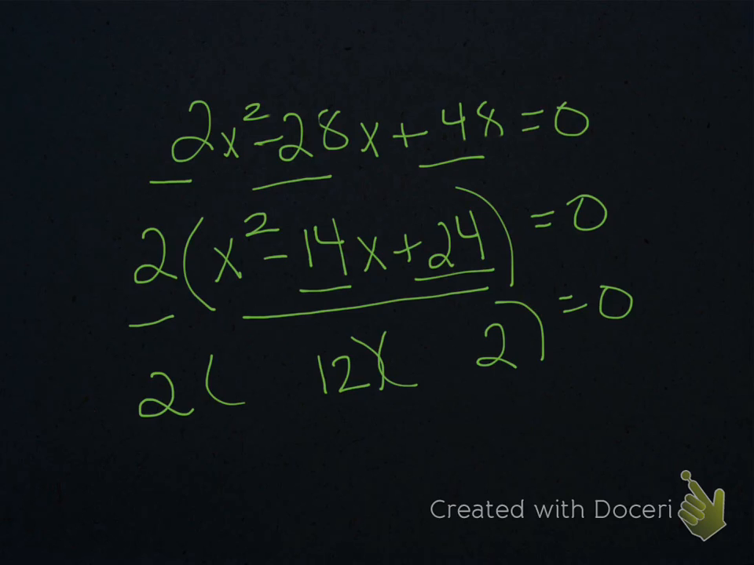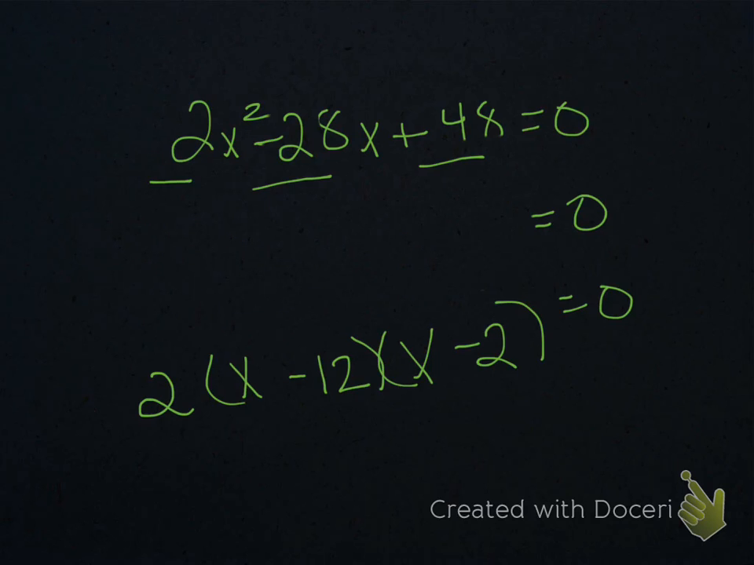So, okay, let's try this. 12 and 2, if I add them, I get 14. 12 and 2, if I times them, I get 24. Signs would have to both be negative. This would have to be an x. Okay, so now I have factored this to 2 times the quantity of x minus 12 times the quantity of x minus 2. Now, when we solve by factoring, we set each factor equal to 0 and see what the outcome is.